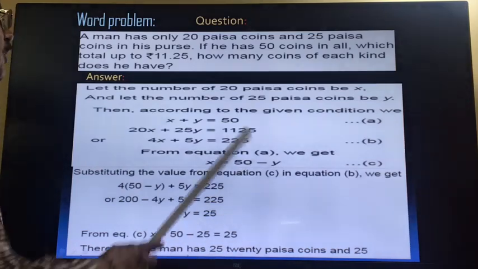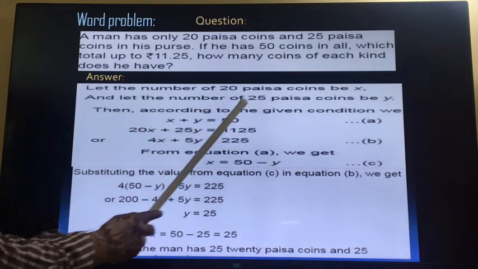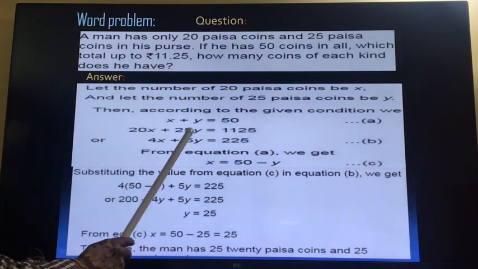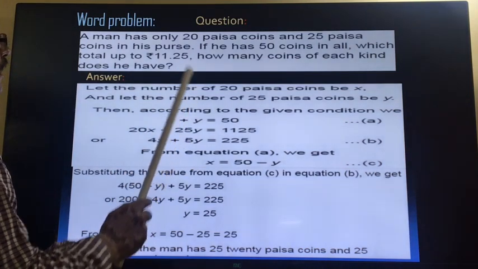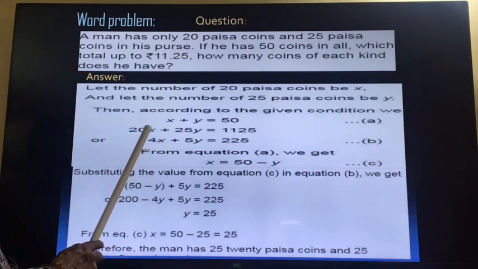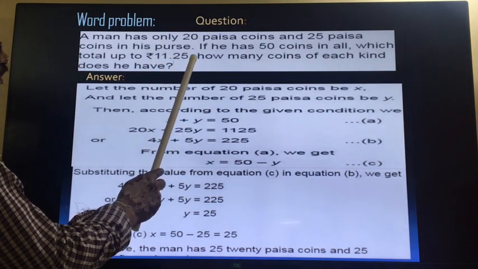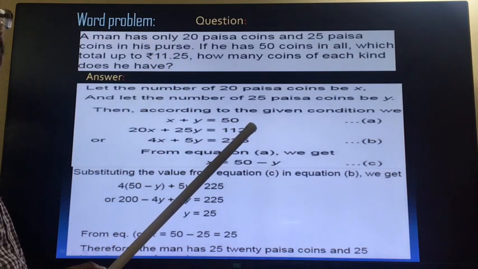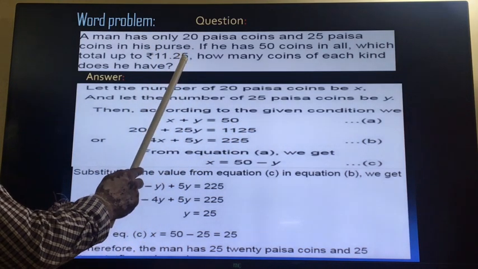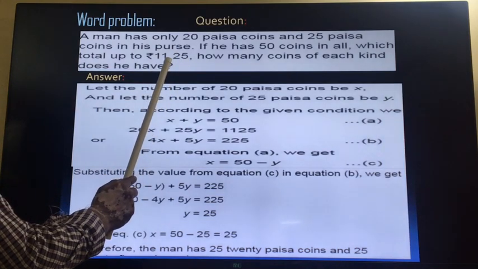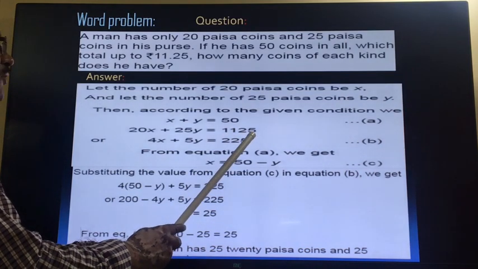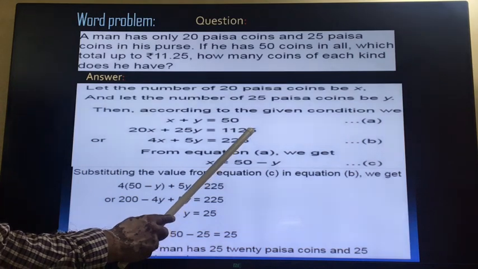So value of 20 paisa coins will be 20x, value of 25 paisa coins will be 25y. So total value 20x plus 25y will be equal to 11 rupees 25 paisa, but this is in paisa, this is in rupees. So we will convert 11.25 into paisa by multiplying it by 100. So multiply it by 100 and divide by 100 after removing the decimal, 100 cancel, so we will get 1125 paisa. So here we will write 1125 paisa. This is our equation number 2.